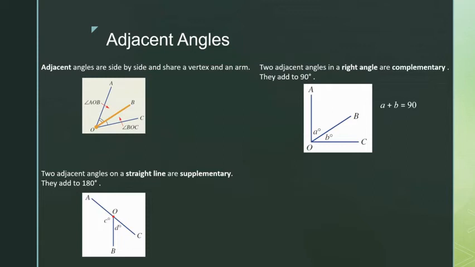These two angles are adjacent. Okay, they are next to each other, side by side. They share a vertex and they share an arm. And they form a straight line together, so therefore they add up to 180 degrees. So C plus D is equal to 180 degrees.